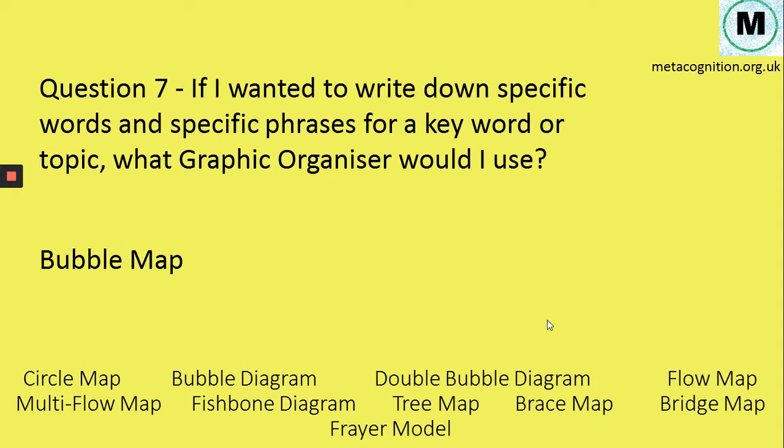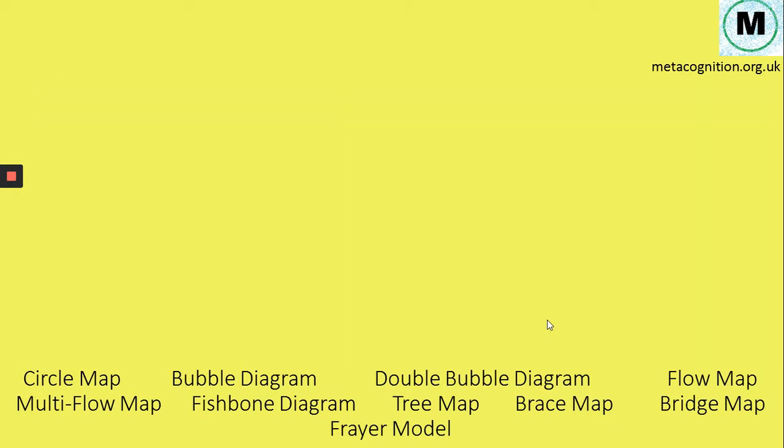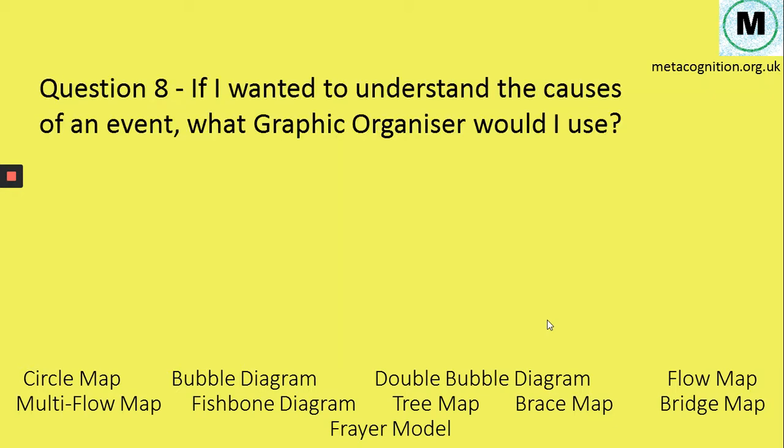The answer is a bubble map. Remember, very similar to a circle map, but it's more specific. It's focusing in more. Question number 8. If you wanted to understand the causes of an event, what graphic organizer would you use? Pause your video, have a think, write down your answer, and then come back to the video to check out if you were right.